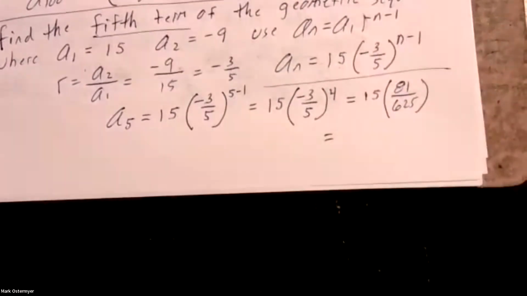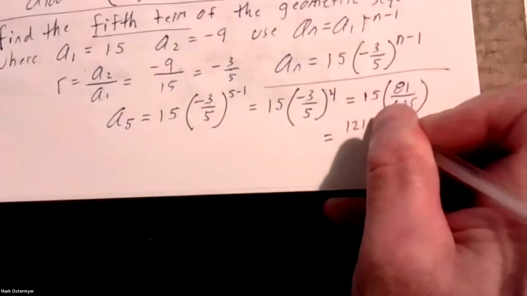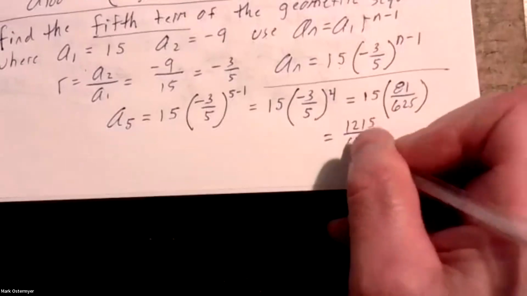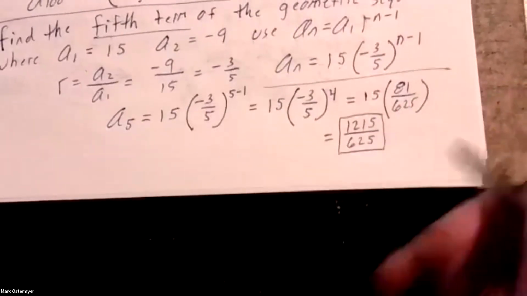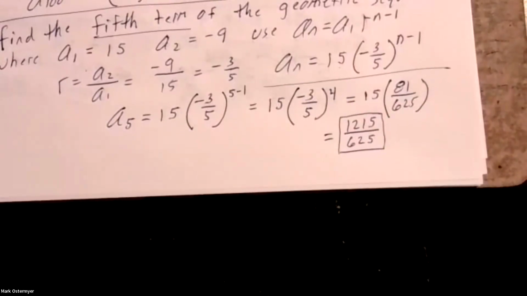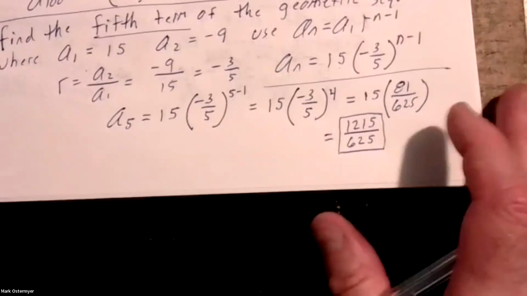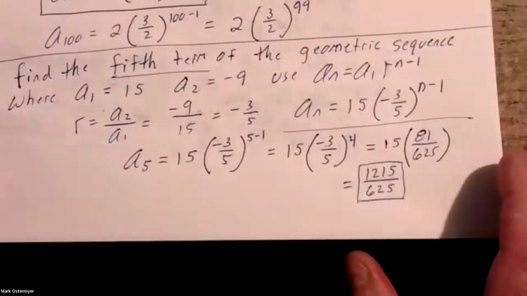And what's 15 times 81? That gives you 1215. So 1215 over 625, and we can just leave it like that. So that'd be your fifth term of that geometric sequence. Everybody see that typical problem there?